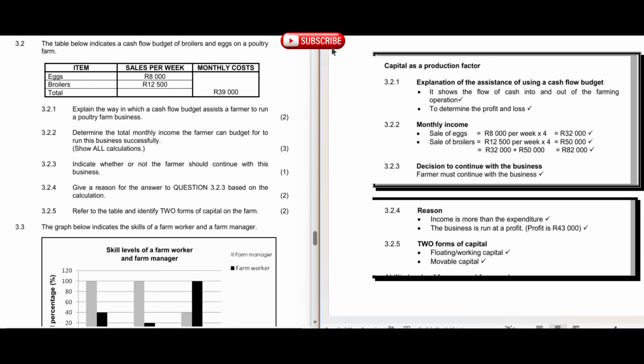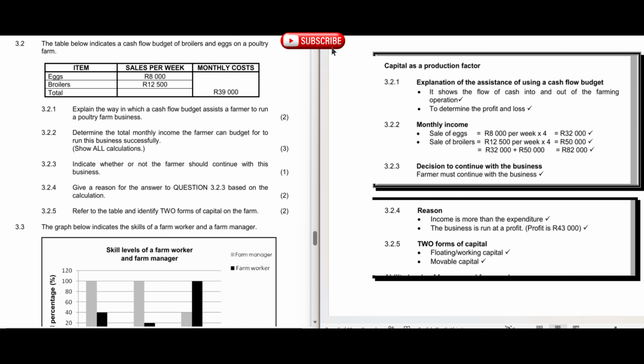3.2. The table below indicates a cash flow budget of broilers and eggs on a poultry farm. If we look at the table, we can see that it has 2 items, which are eggs and broilers, and a column for the sales of these products per week. In 1 week, the sales for eggs amounted to 8,000 rands, and the sales for broilers amounted to 12,500 rands per week. We are also told that the monthly costs for these products amounted to 39,000 rands.